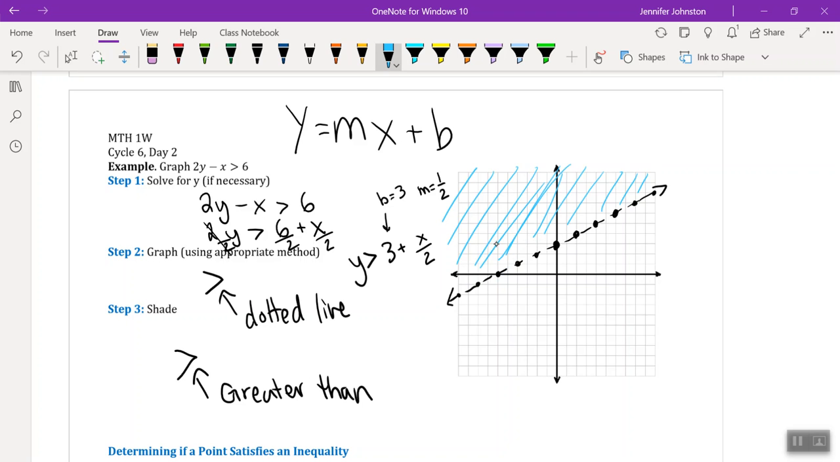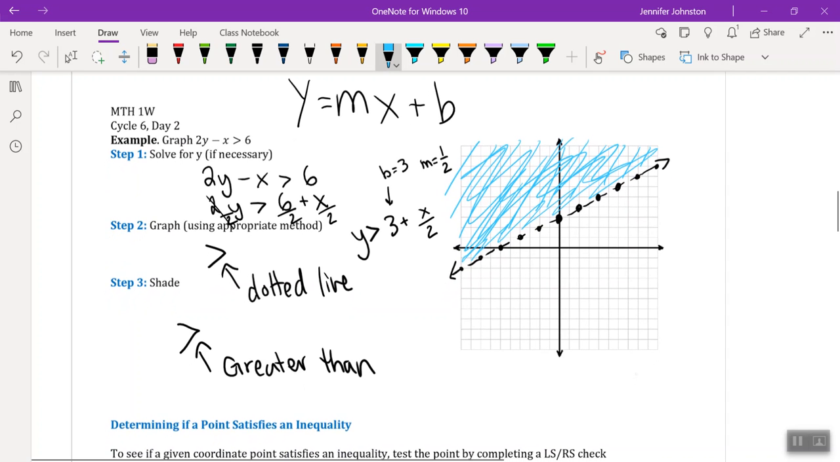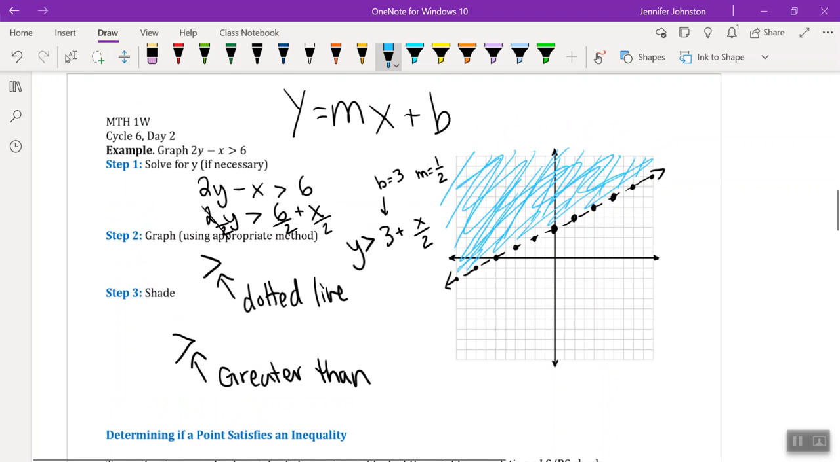So you don't want to go through your line. You want to keep everything above that line. And that's it. This means everything above. So where is y greater than 3 plus 1/2 x? Where's y bigger than that? Y is bigger than that all here. Again, pause the video if you need to have some more time to write these questions down.